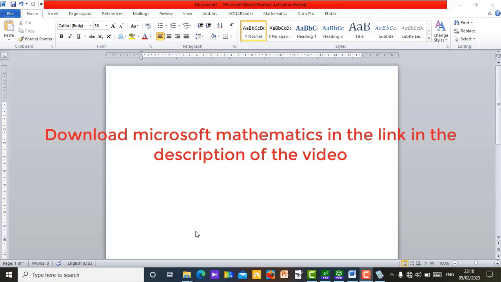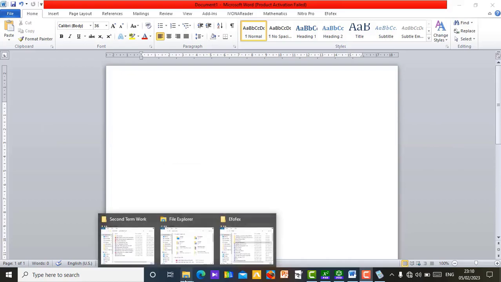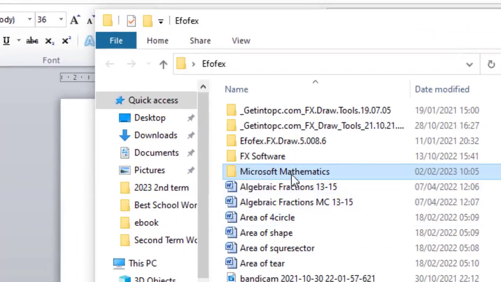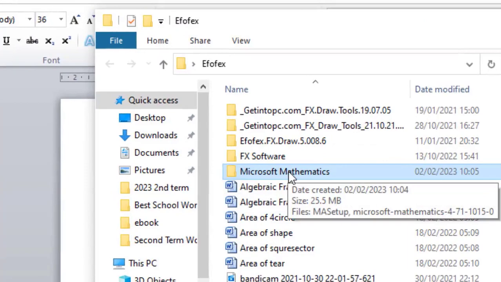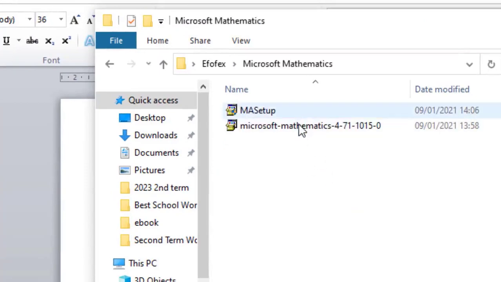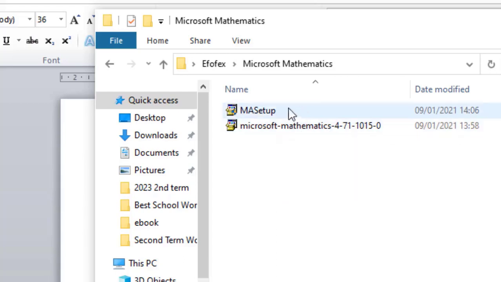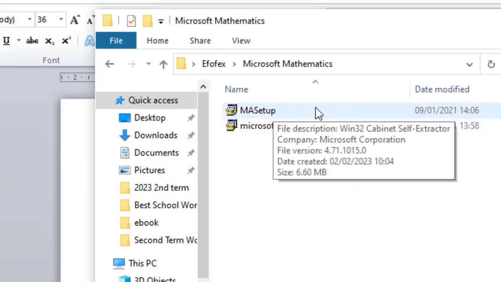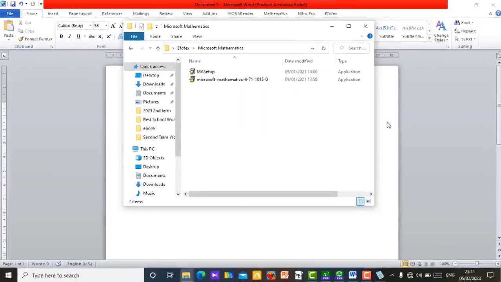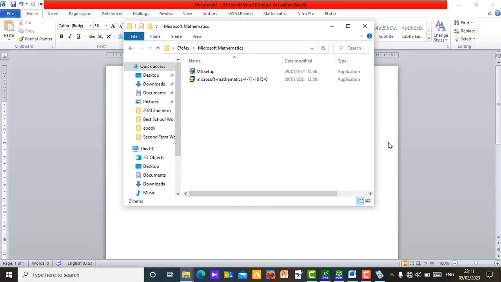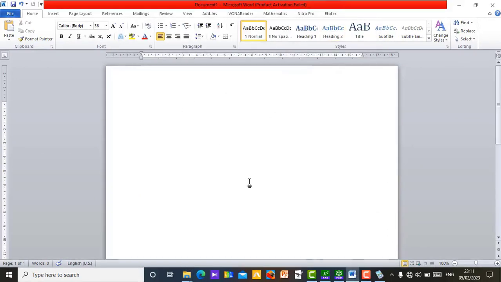When you download Microsoft Mathematics, you are going to see it something like this. Let me show you. You see it here, Microsoft Mathematics. When you open the folder, you are going to see two files here. These are the setups. You install this Microsoft Mathematics and it will install into your system. The other setup, you use it to integrate Microsoft Mathematics into your Microsoft Word, and with that you are good to go. Then you can do all the calculations you need.